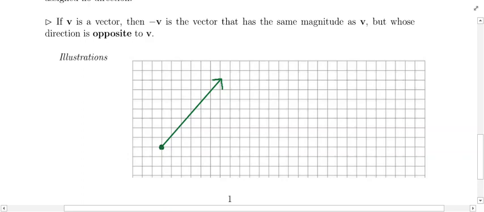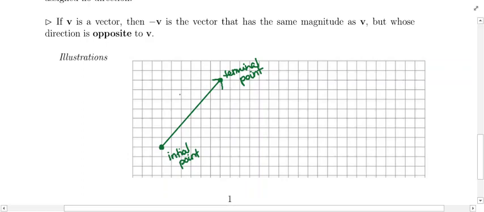So this would be the initial point, and then right here where we end up, basically where the arrowhead is, I'm going to put another dot. This is going to be the terminal point. The length of this vector is referred to as its magnitude. It obviously has a direction. It is pointing in a specific direction.